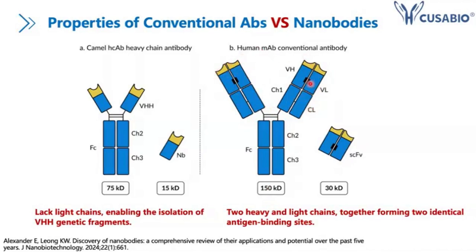But from the conventional antibody, we can usually get the single chain variable fragment. And this one has been used in CAR-T therapy a lot. For the nanobodies, it's slightly different. Compared to the conventional antibody, you do not have the light chain. So it enables us to isolate the VHH genetic fragment. And this VHH only has one single antigen binding site. So it's pretty small.